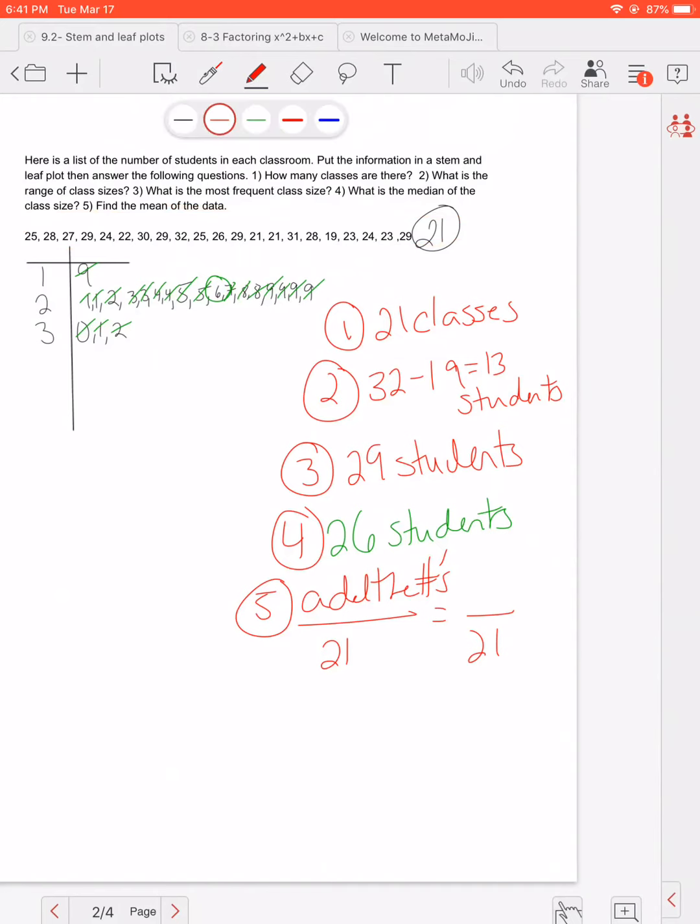Let me write that in actual pen here. And 545 divided by 21 is a nice 25.95. So that would be approximately 26. So the average class size is about 26 students. Since we really don't have 0.95 of a student, we can round that up to the nearest whole number. And a label would be good. Okay, so that is fine.